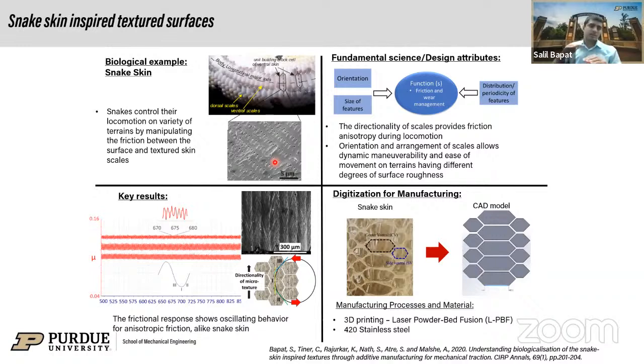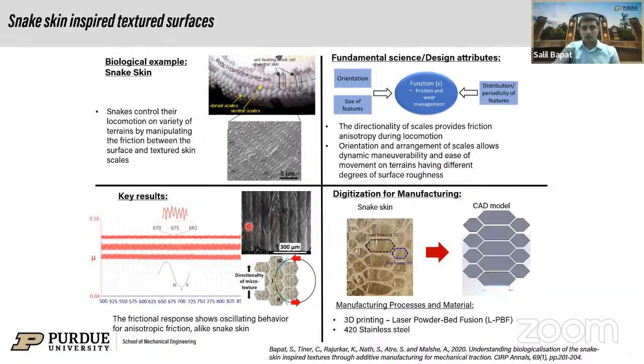What it means is that the snake can move forward easily, but it doesn't slip backwards because it has a higher coefficient of friction in the backward direction. So what we did, inspired by snakeskin, is investigate laser powder bed fusion, which is one of the additive manufacturing technologies, metal 3D printing, to create snakeskin-like structure. And we measured frictional properties of that snakeskin-like texture.